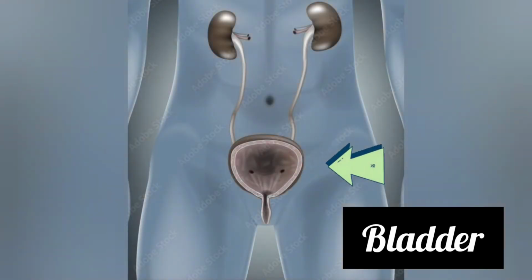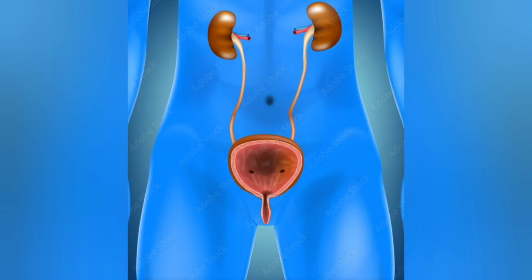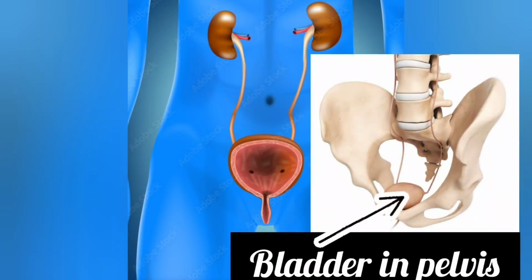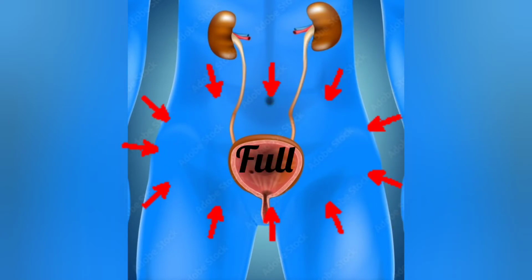Now we will look into the location, size and shape of the bladder. The size, shape and location of the bladder depend upon the quantity of urine it contains. Although the bladder is a pelvic organ, it can reach up to the umbilicus or above when it is full. Now we will discuss the external features of the bladder.